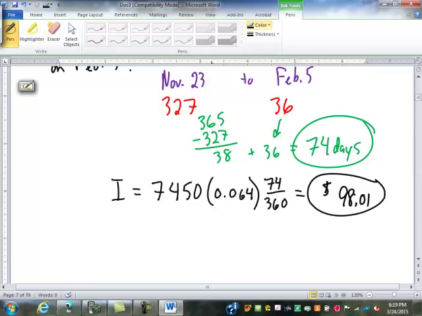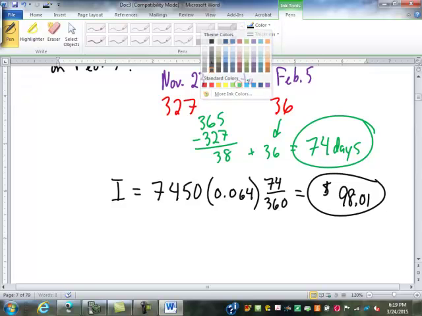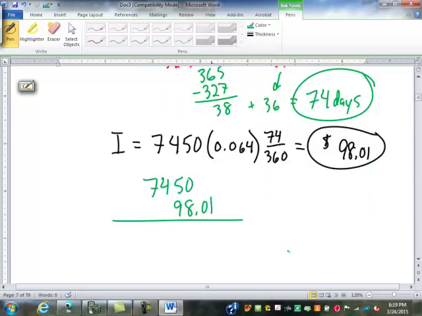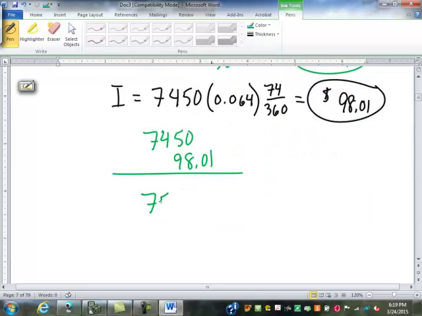That's the interest. Is that what we're asked for? No, in this case we're asked for what is paid back. So I have to take the principal of $7,450, add the $98.01, see it's $7,548.01.